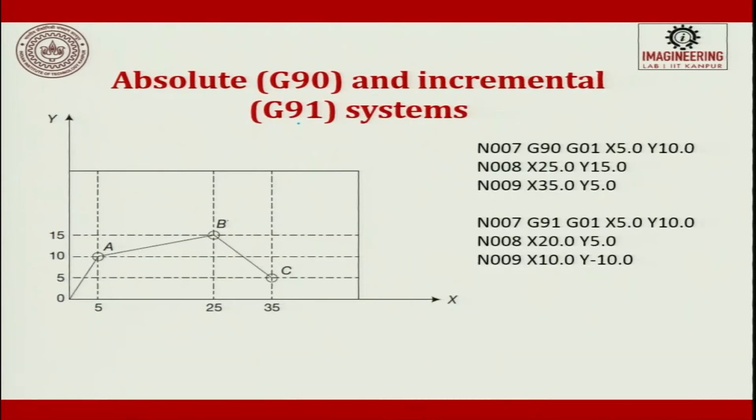So, this is absolute and incremental, I am just comparing. N07 is the 7th line of that particular program. You have called G90, which is absolute, and then you said G01, move to this point A, which is X5 and Y10. So, the next point, if I am going to move here, it is going to be the next N. So, to play safe, it will be N008 G90, then you will say G01 X25 Y15.